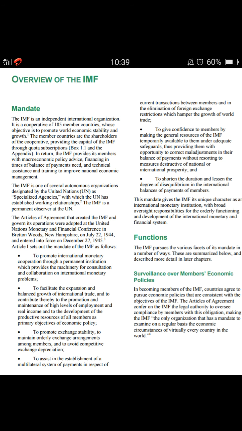Now we'll discuss about the mandates or objectives of IMF. One of the important objectives of IMF is to promote international monetary cooperation and providing a platform to all the member nations. The second objective is to facilitate expansion and balanced growth of international trade. The third objective is to promote foreign exchange stability and to maintain orderly exchange arrangements among members.